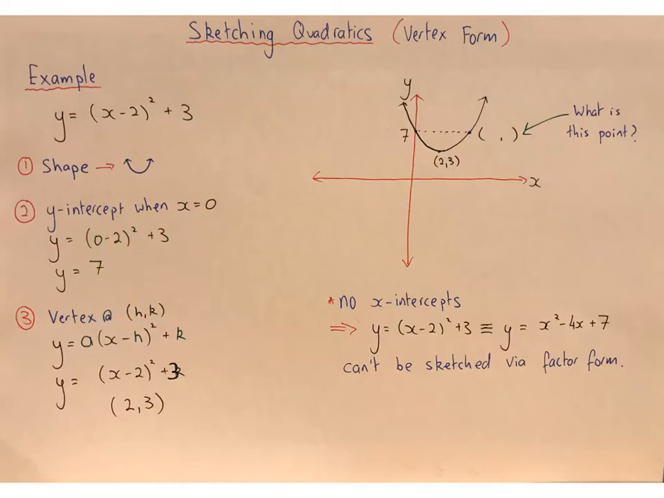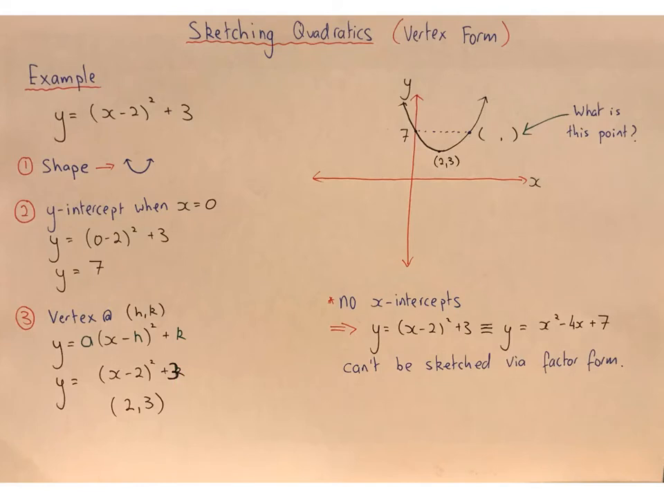Second, the y-intercept is when x equals 0. Note here I can't read it directly from this form because when I sub in 0, this term won't be 0, so I need to make a calculation here. So when I sub in x equals 0, I have minus 2 squared, which is 4, plus 3, giving me 7.